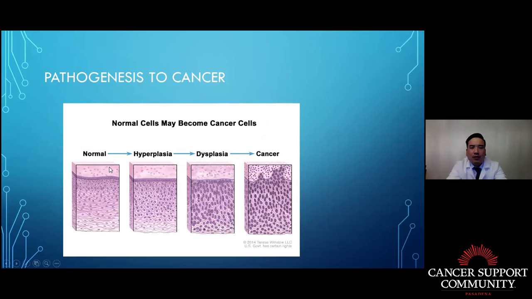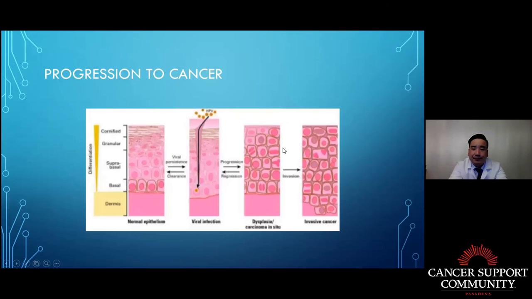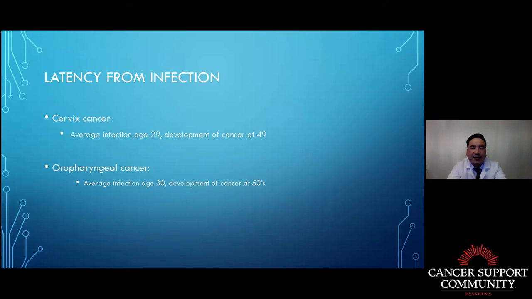So cancer cells go from normal to a hyperplasia, a little bit of overgrowth. Dysplasia looks kind of weird, and now they become cancer cells. This is a similar representation of what I discussed before, going from normal epithelium to basically cancer. And there's some latency. For cervical cancer, the average infection age is 29. Development of cancer is usually 49, about 20 years later. Oropharyngeal cancer, average age of infection around 30, and development of cancer usually in the 50s, about 20 years later.